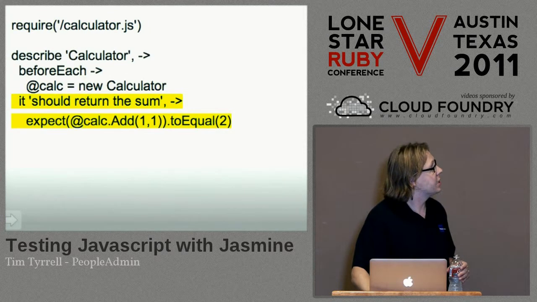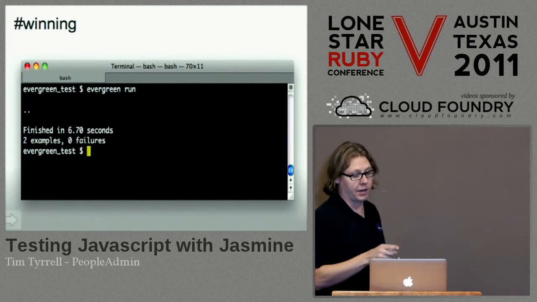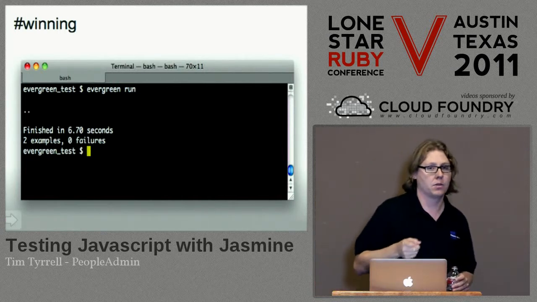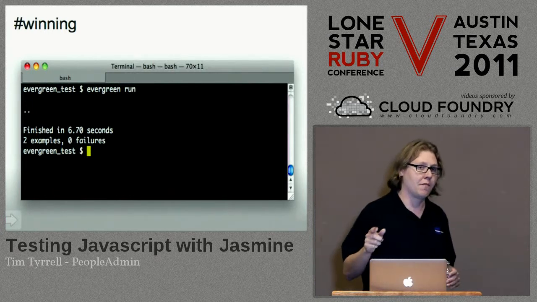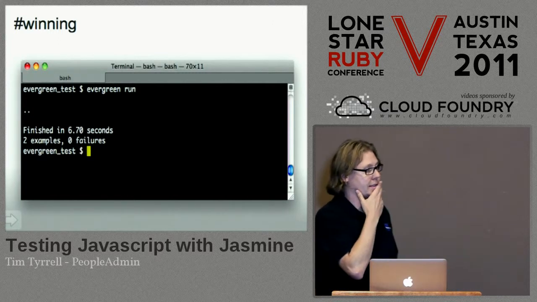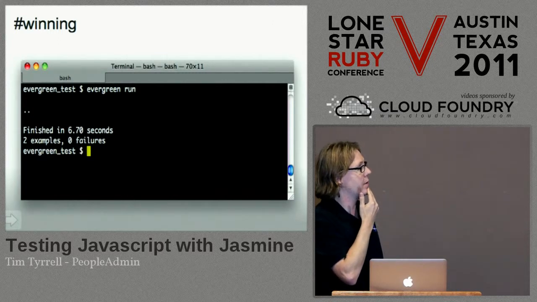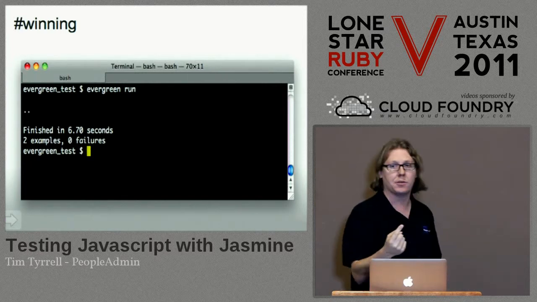So check this out. I just explained what that was. And look at that. 2 examples, 0 failures. So out of the box with Evergreen, I can just write a spec file, put a .coffee extension on it, and it gets picked up. So I think that's pretty cool. I didn't have to do anything else. So 2 specs. It's picking up the CoffeeScript test and the JavaScript test there.